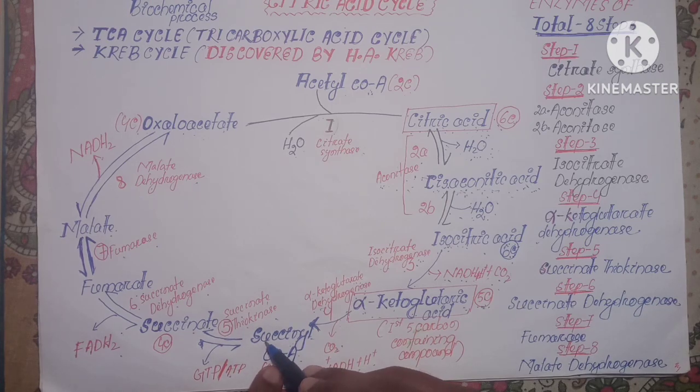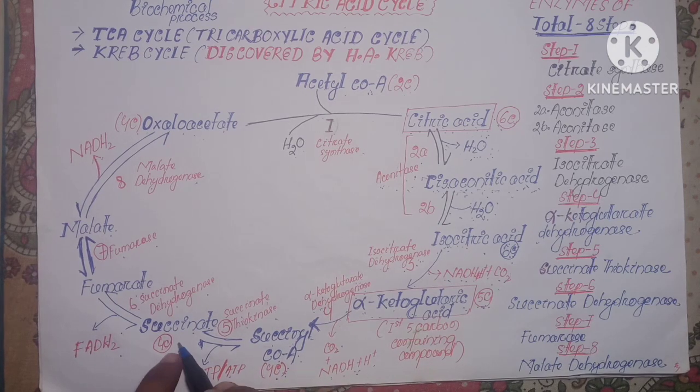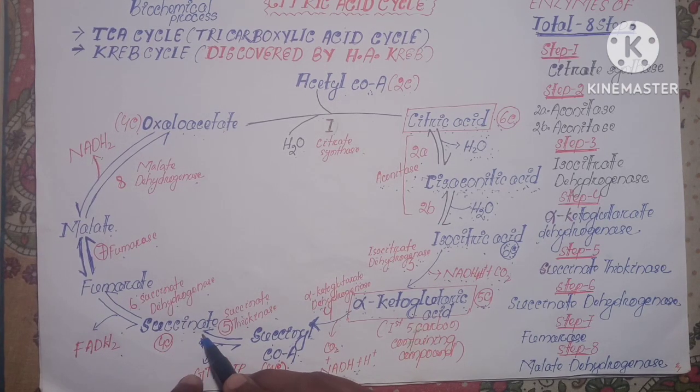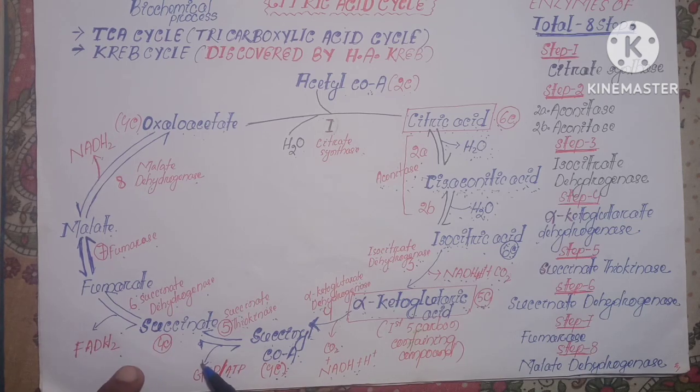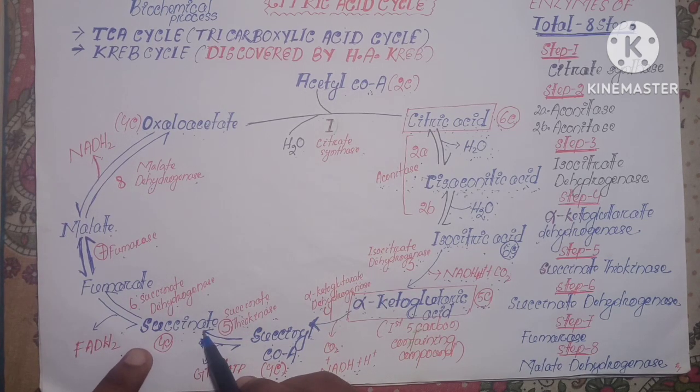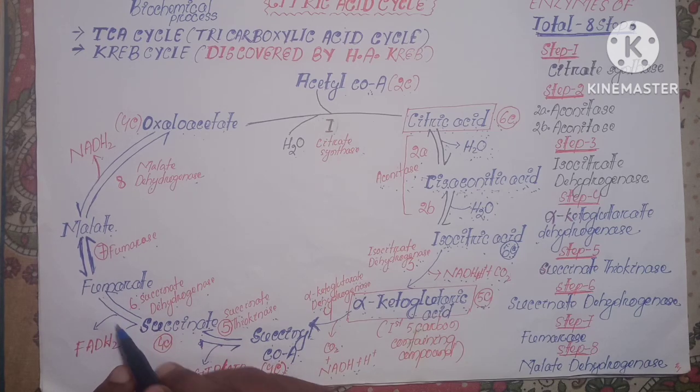In the next step, the succinyl coenzyme A, which is a 4 carbon containing compound, is converted into succinate by the presence of succinate thiokinase. Here 1 molecule of GTP or ATP is produced. In the next step, the succinate is converted into fumarate by the presence of the enzyme succinate dehydrogenase. Here 1 molecule of FADH2 is generated.